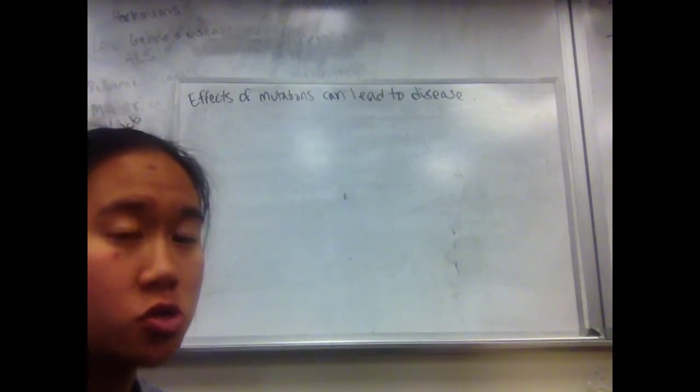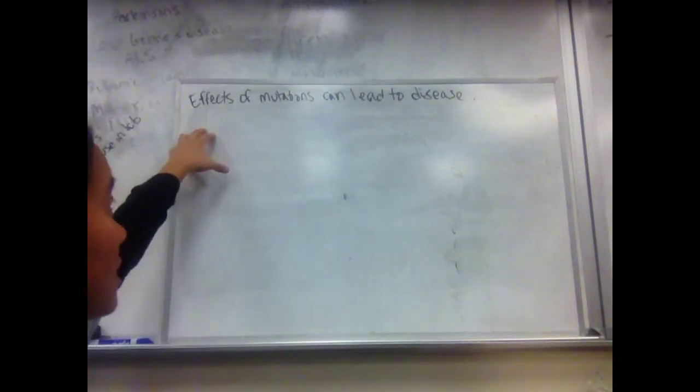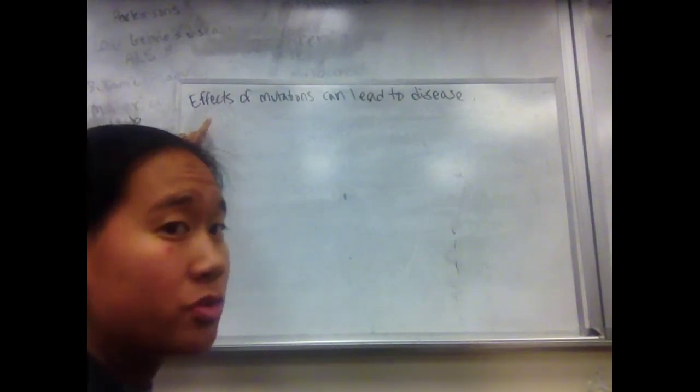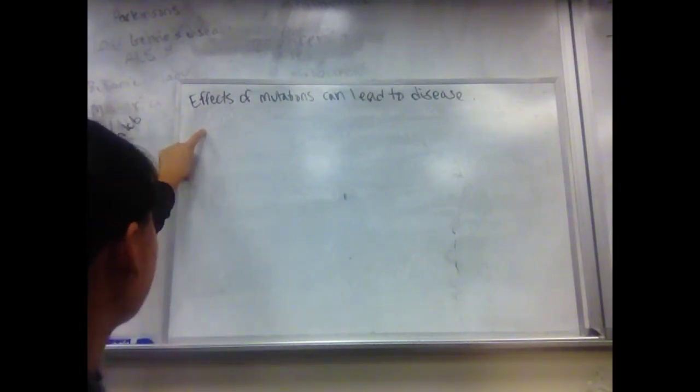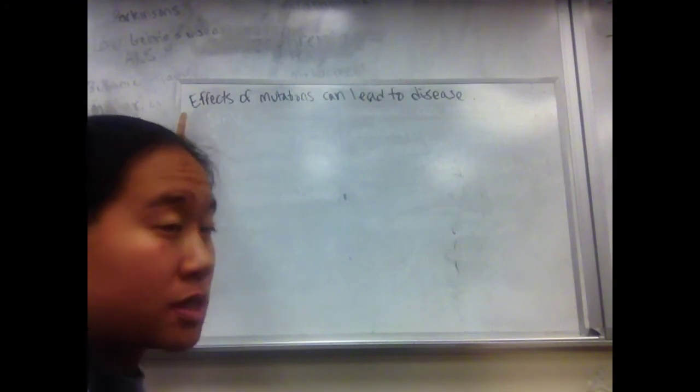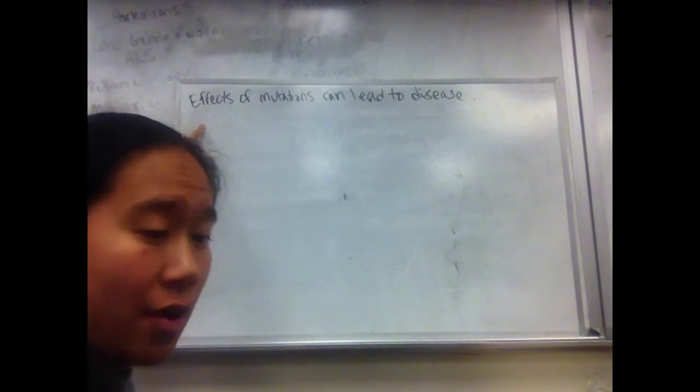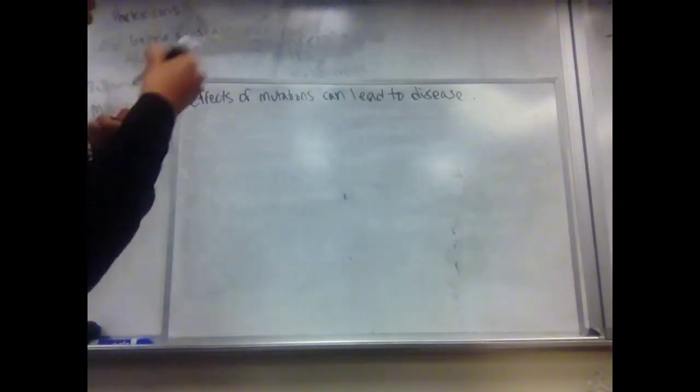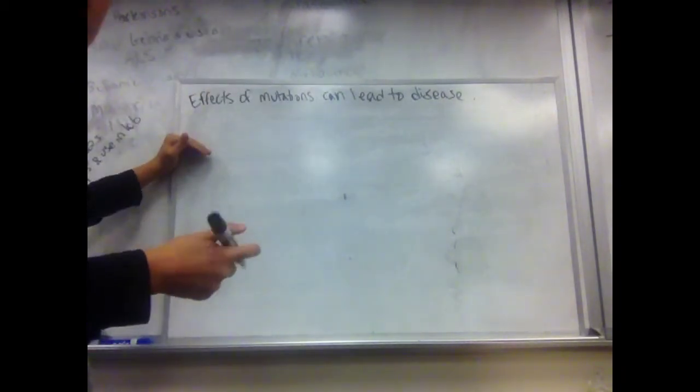Or third, it could be neutral and have no effect. I'm going to focus on this idea that a mutation can lead to a disease. And so how does that happen? A lot of times it leads to a disease because it's a non-functional protein. So we talked about that with a nonsense mutation. But the idea is diseases can be a result of a protein that's non-functional.